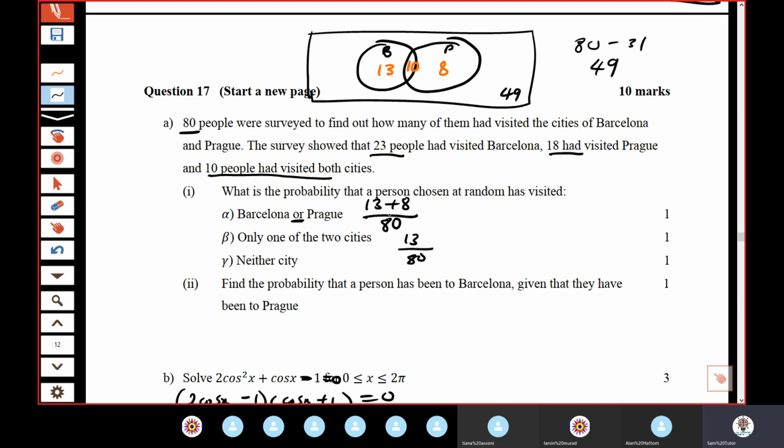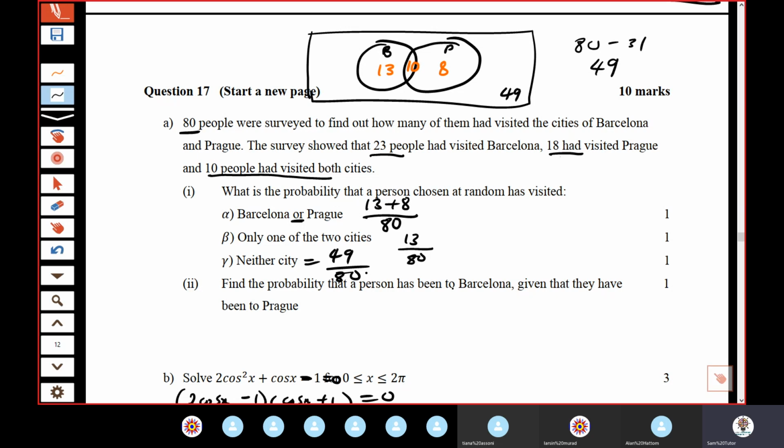So Barca or Prague is definitely that. Only one of the two cities. So only one. That means if they went to Barcelona, they could have not gone to Prague. So multiplied by this, or whoa, hold on. Let me think about that one. Neither city is obviously 49 out of 80.